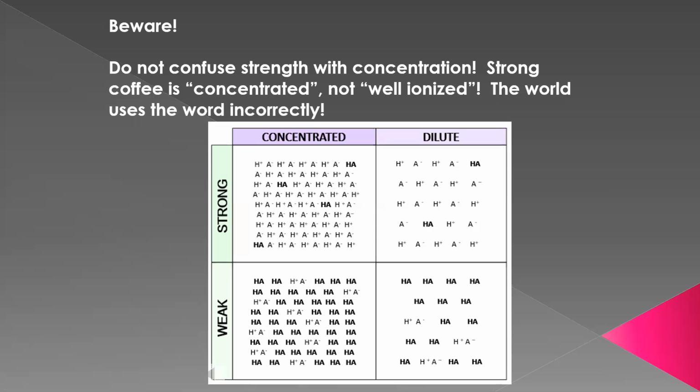Unfortunately, the world says it wrong. People will often say things like, wow, that's a strong cup of coffee. But what they're saying is that's a cup of coffee where the coffee has ionized well. That's not at all what they mean. They mean, wow, that's a concentrated cup of coffee. So please don't let previous usage incorrectly of these words throw you off.